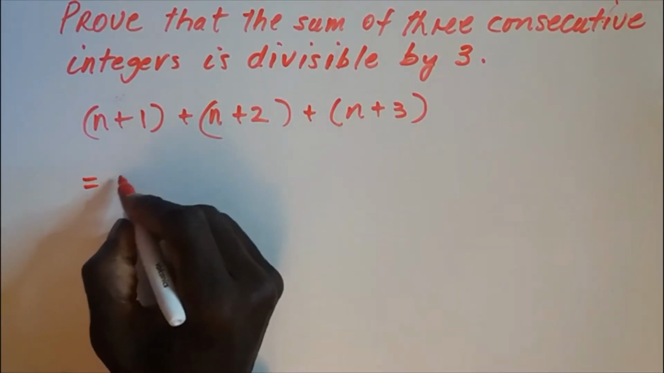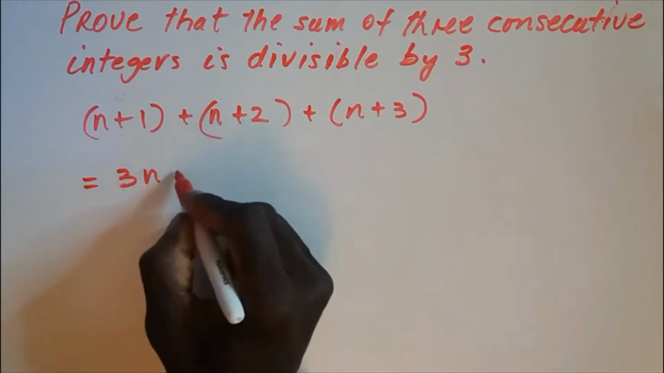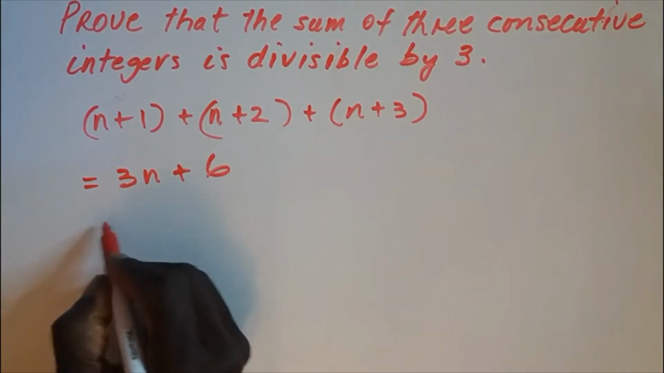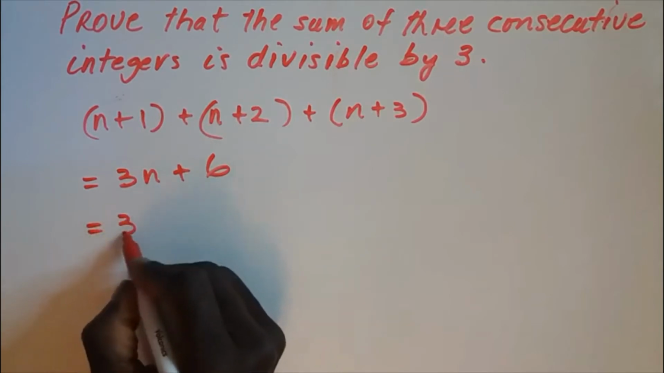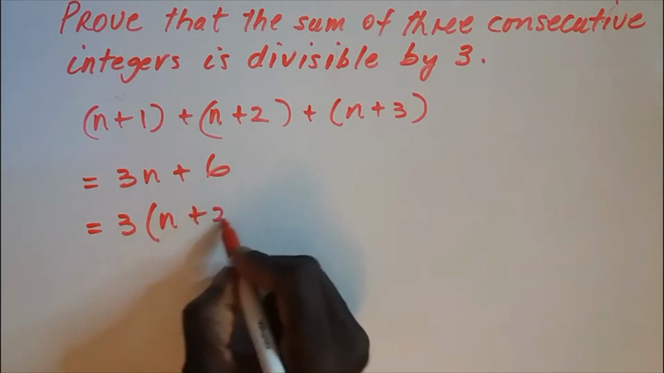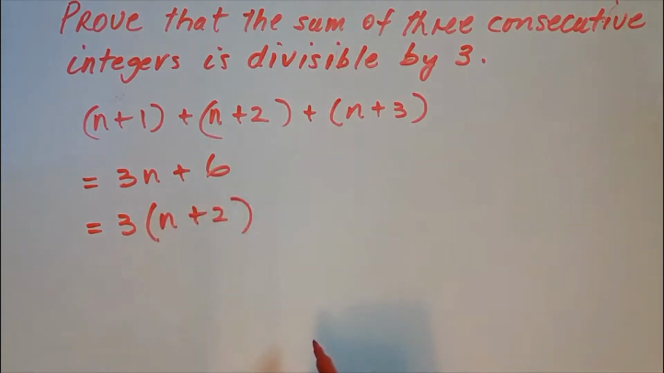and this will give us 3n add 6, and to show that it's divisible by 3, we factorize this expression. 3 into n add 2. And this shows that the sum of three consecutive integers is divisible by 3.